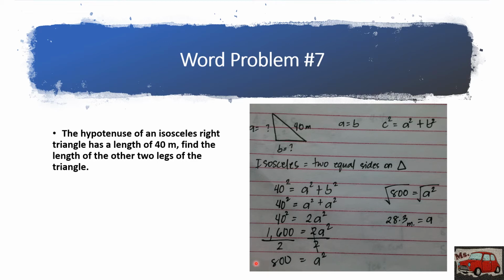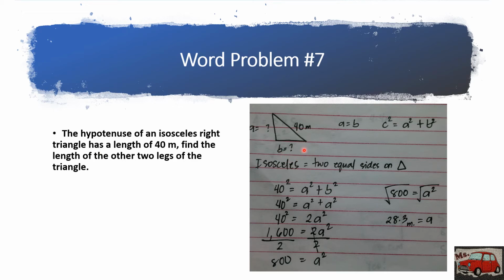Alright, hindi pa tayo tapos dito kasi ang kailangan lang natin is A, yung side. Okay? So, to eliminate this exponent, we just need to do the reverse. So, kukunin natin yung square root ng A squared. Okay? So, the square root of A squared and the square root of 800 is 28.3 meter. So, yan yung equivalent ng side ng A. So, since parehas sila naman, kasi nga isosceles right triangle, ibig sabihin, parehas lang sila na 28.3 meter yung sukat ng legs.